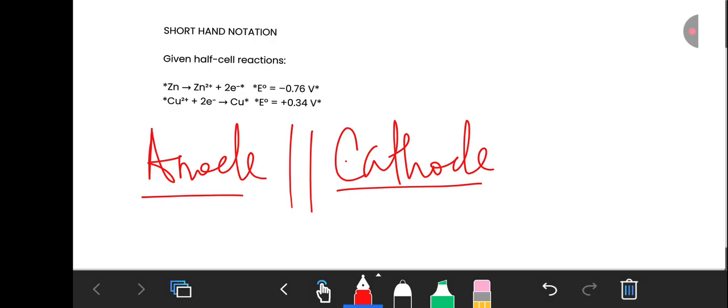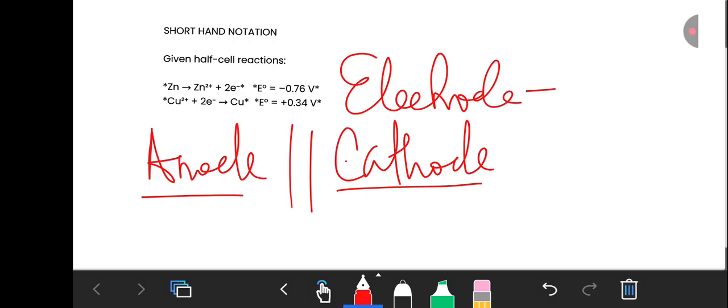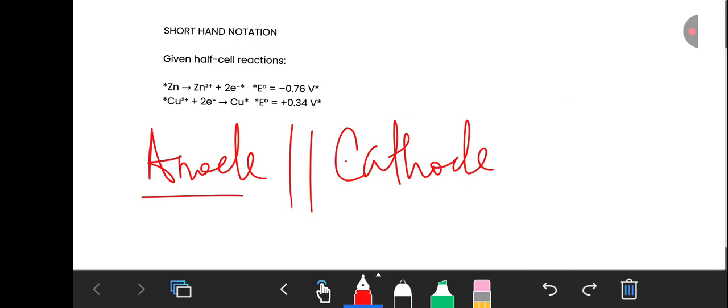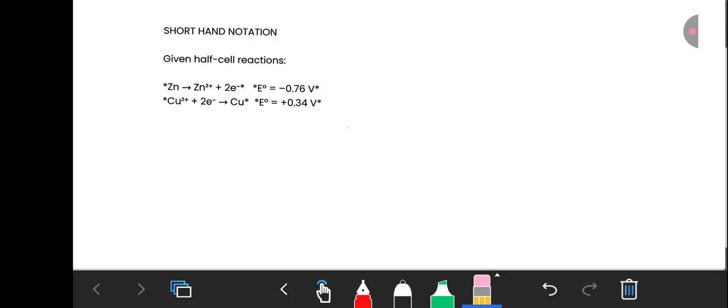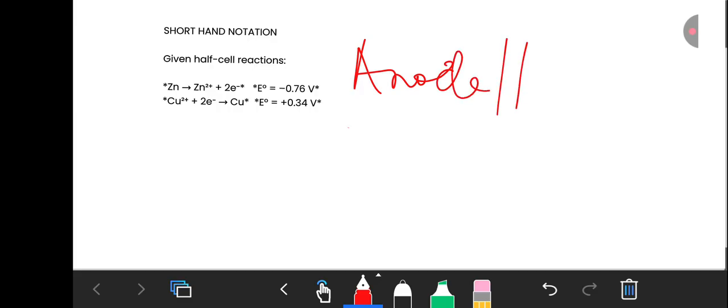So every time you're writing the shorthand notation, you must always start with the electrode, and end with an electrode. So you must start with an electrode and also end with an electrode. So let's now write the shorthand notation. We've explored the format: anode, two parallel lines, then cathode, and we must start with the anode, then we go to the cathode.